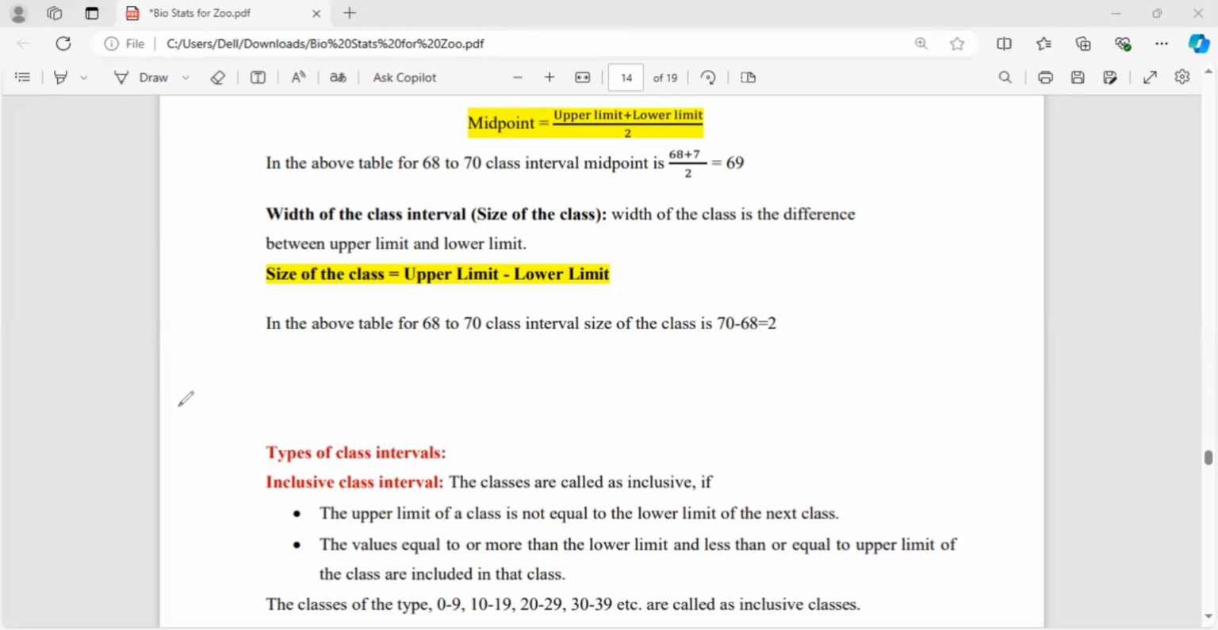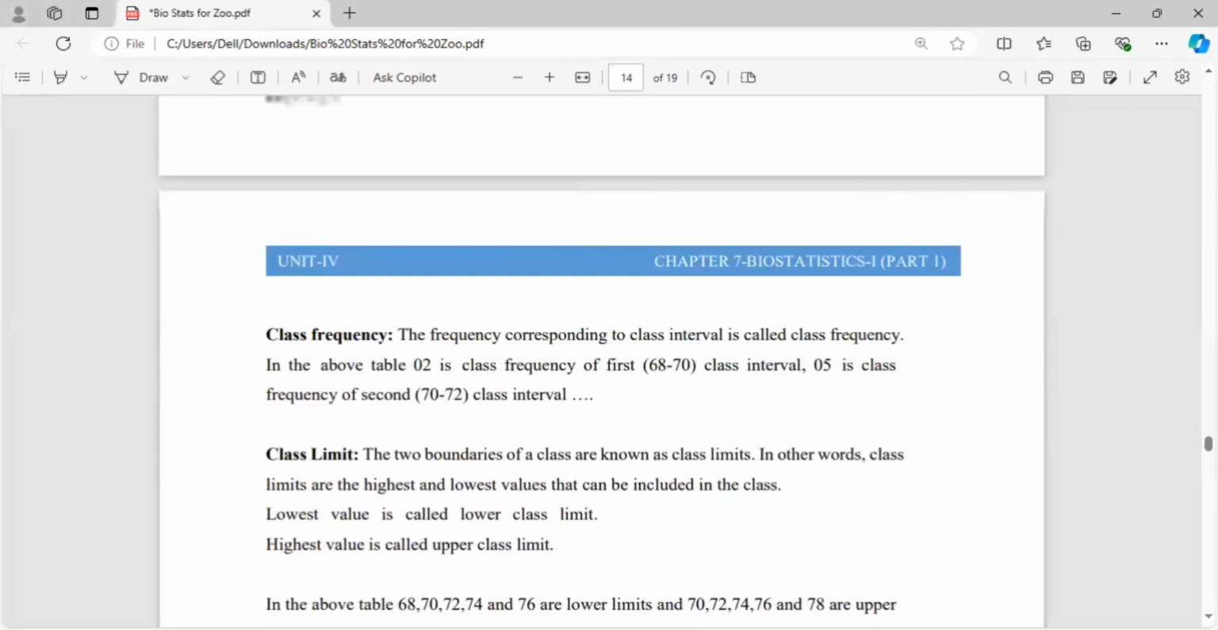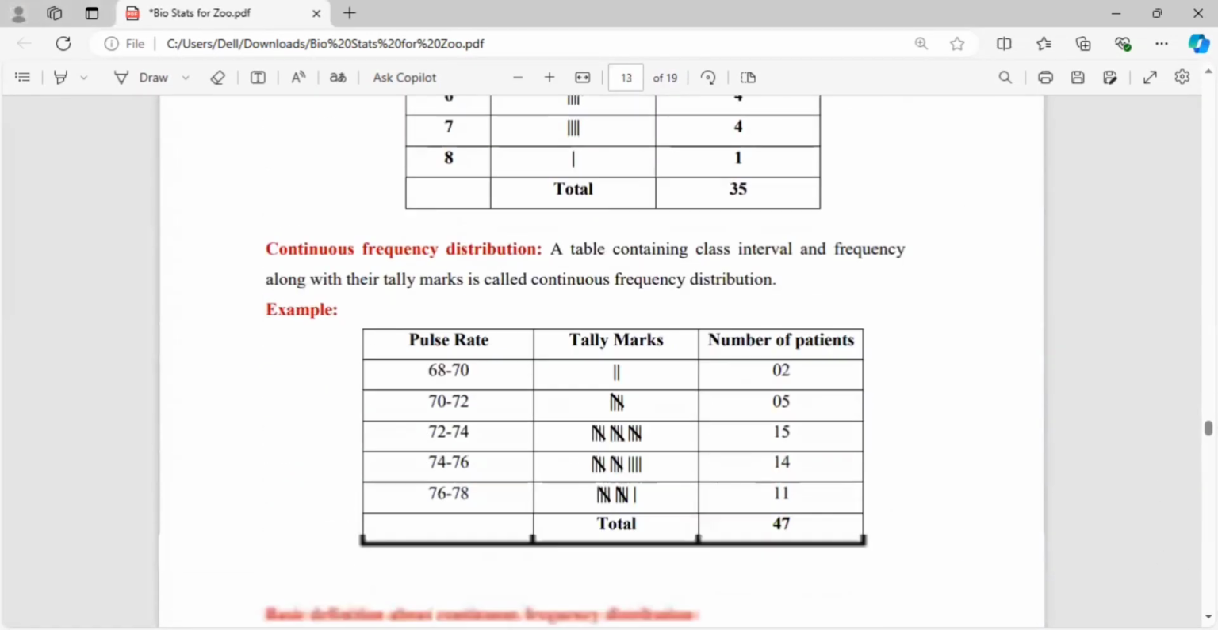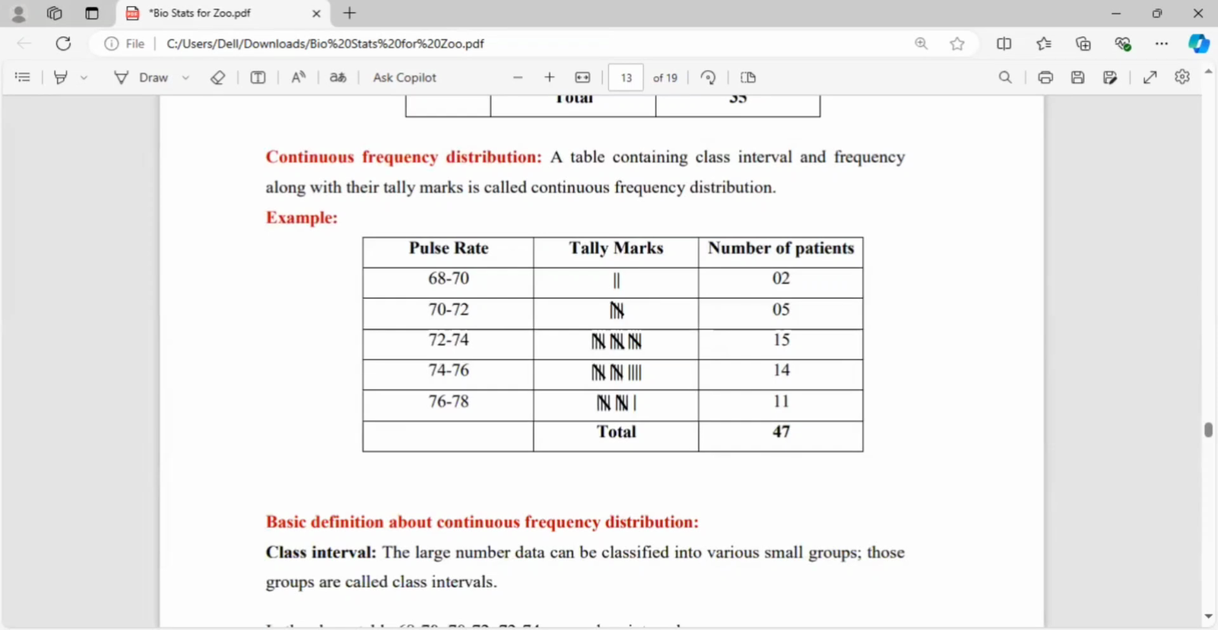First one is class interval, which we studied as making these small groups. Second one is class frequency. The third one is class limit. The fourth one is the midpoint of the class interval, and the fifth one is the size of the class interval. These are the basic definitions, along with the definition of continuous frequency distribution. So this is the entire concept of continuous frequency distribution along with the basic definitions.